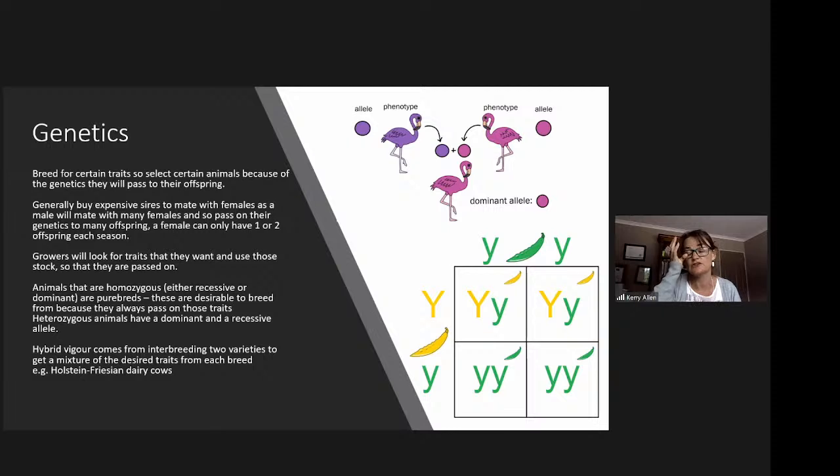So just passing on that information and having the genetic information and understanding hybrid vigor. We often use that in the ag industry because it increases those desired traits. So that's why we'll often breed Holstein Friesian dairy cows, and we've developed our own breed with Jerseys to make a Kiwi cross cow, and so that increases that genetic diversity and improves that hybrid vigor.